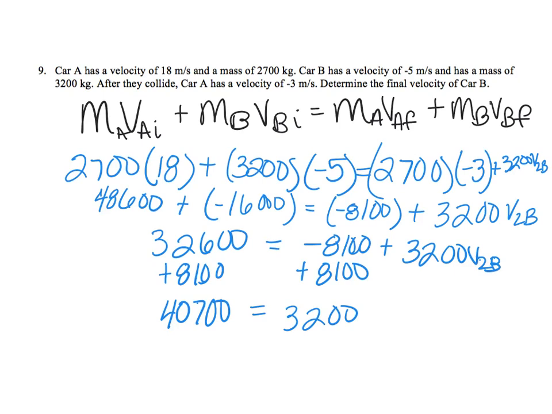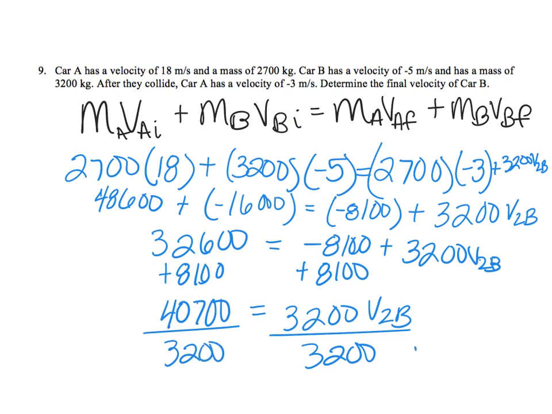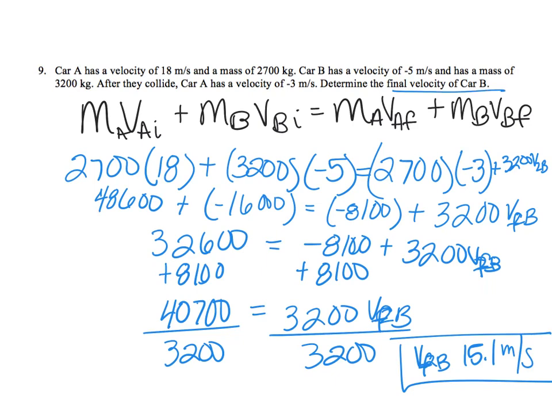Times V2B. All right. And then we can divide both sides by 3,200. And that is going to give us the final velocity. I'm writing that completely incorrectly. This should be final velocity, not a 2. My bad, guys. A final velocity for car B of 15.1 meters per second. All right, so that's what we were asking, the final velocity of car B, which was VFB. All right. If you still have questions on how to solve this, just let me know.